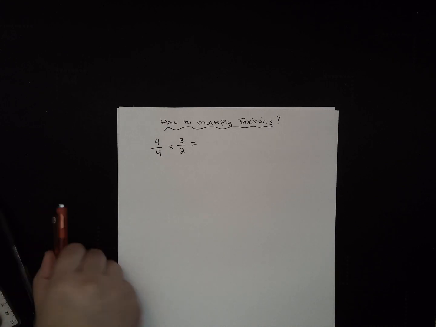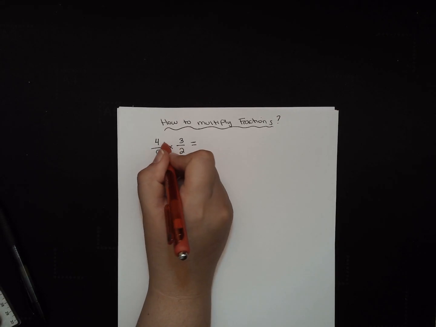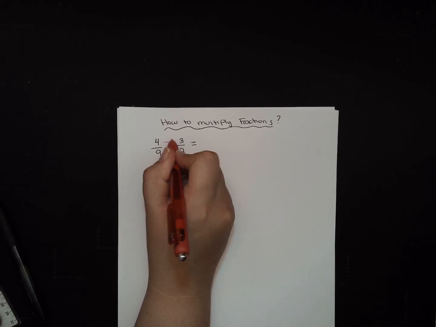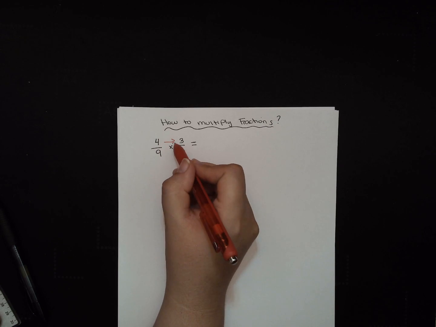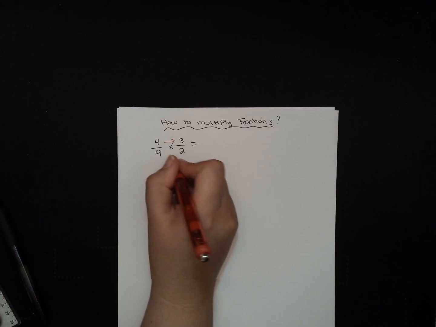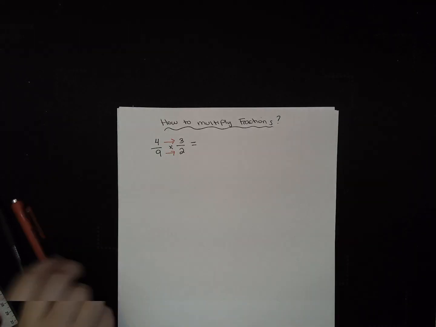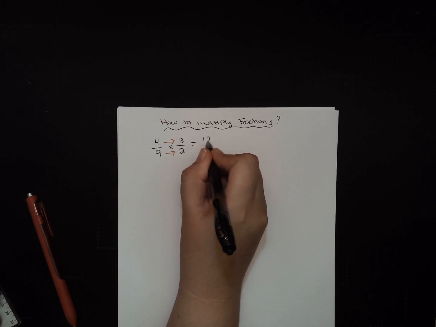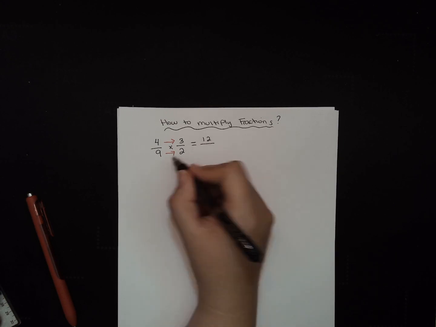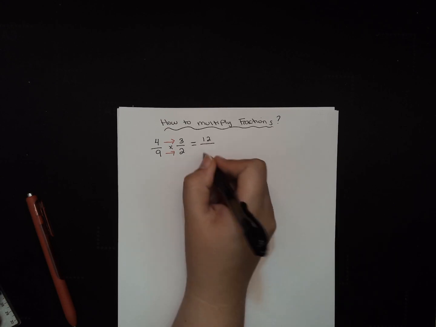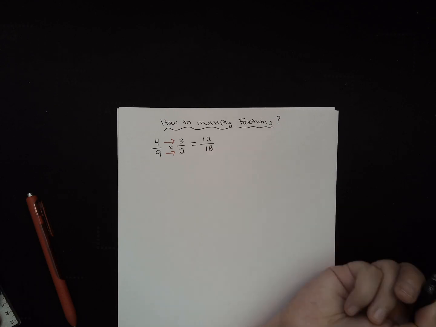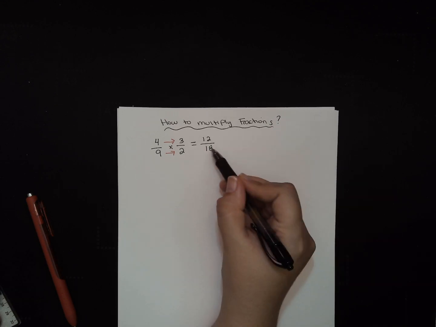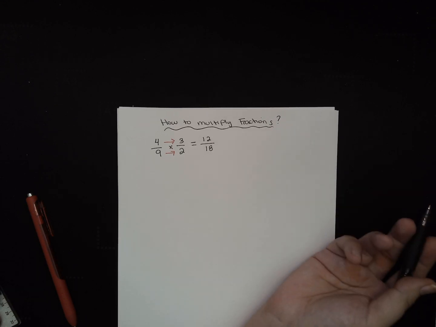Okay, so remember we do need to multiply across. Since it's already multiplying, we have to put 4 times 3 and then 9 times 2. So 4 times 3 equals 12. 9 times 2, that equals 18. You now have a fraction.